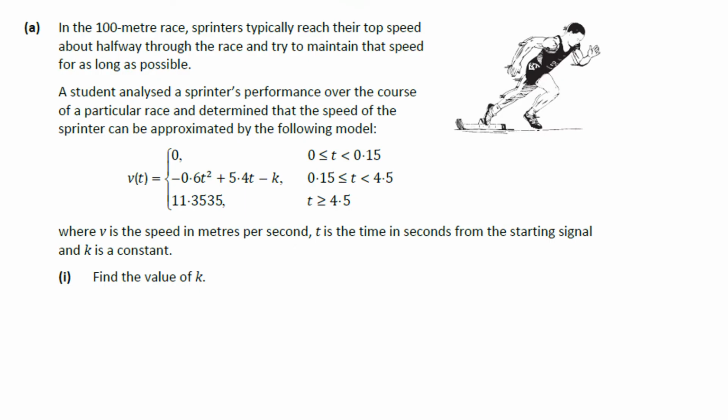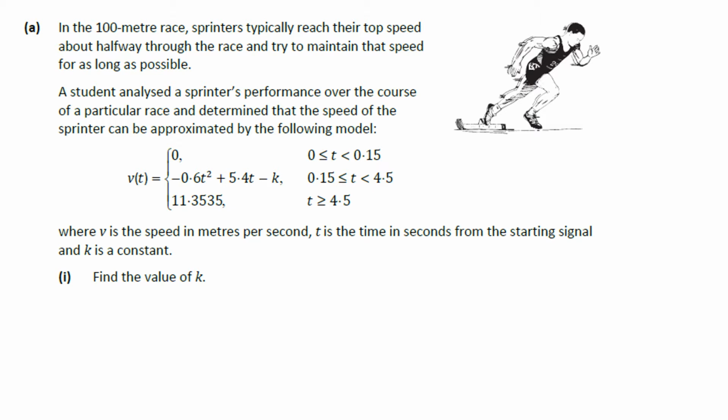So the question is, in a 100-meter race, sprinters typically reach their top speeds about halfway through the race and try to maintain that speed for as long as possible. A student analysed the sprinter's performance over the course of a particular race and determined that the speed of the sprinter can be approximated by the following model. So V of t, V standing for velocity, which is another word for speed, we have three different sections.